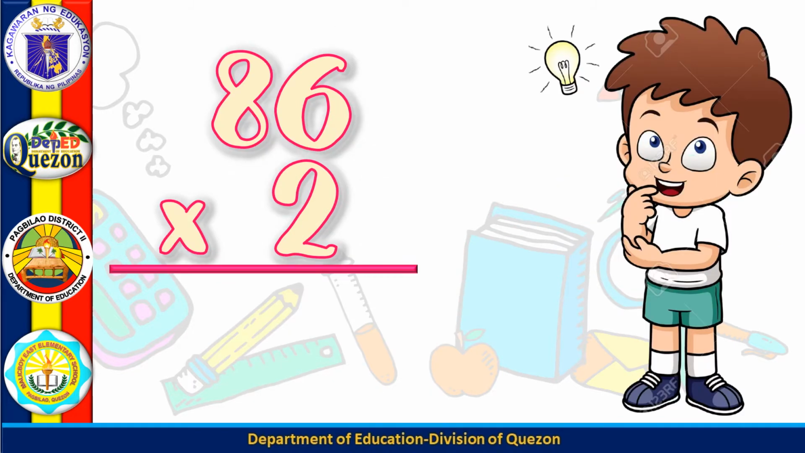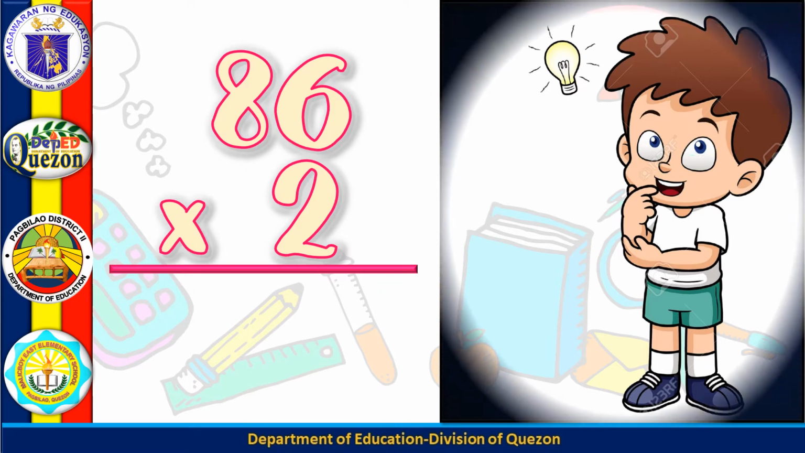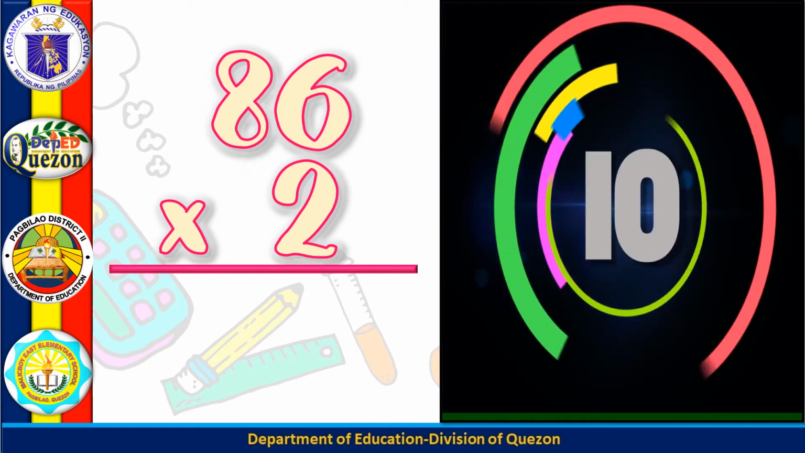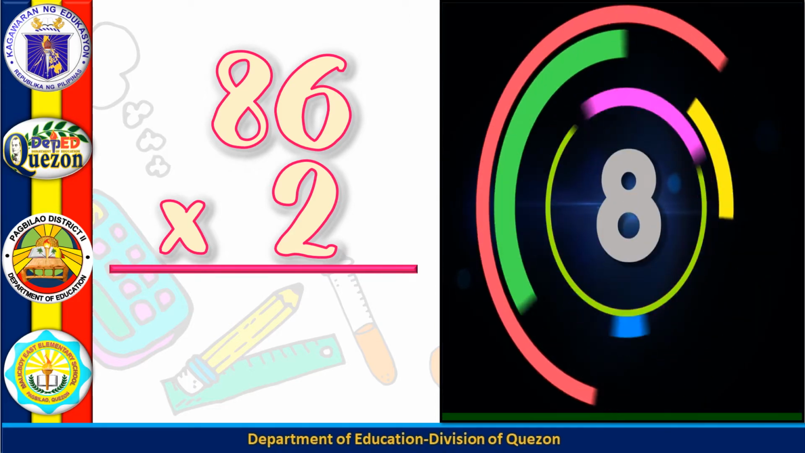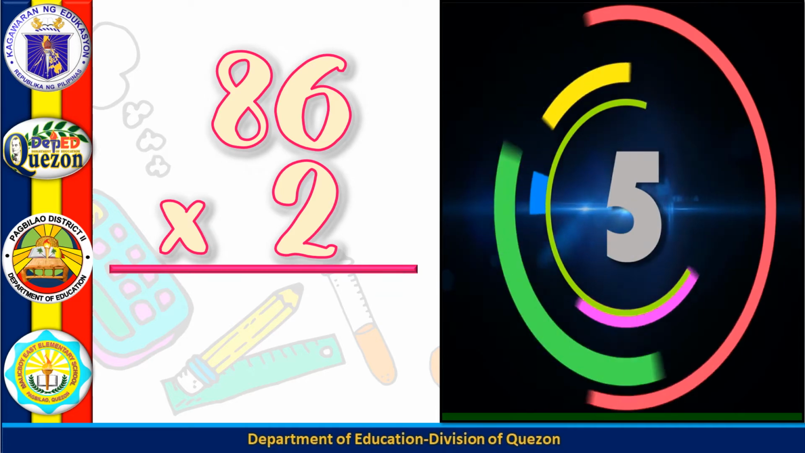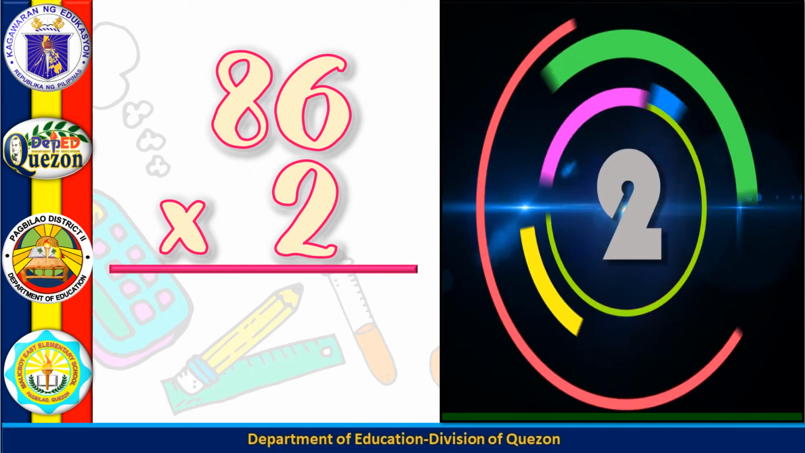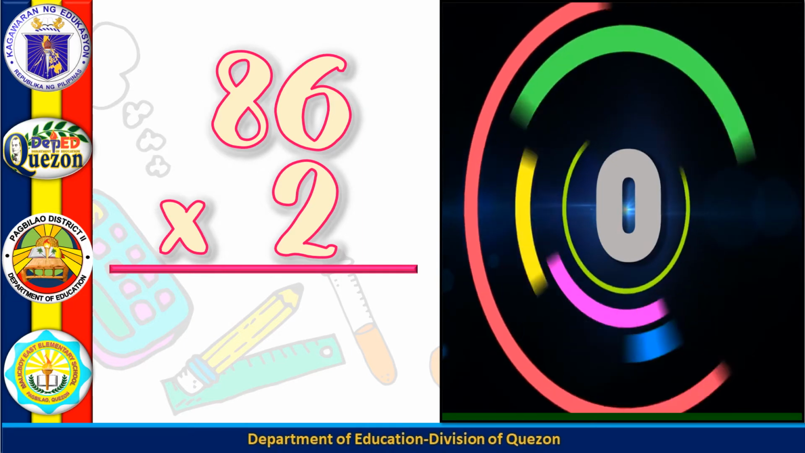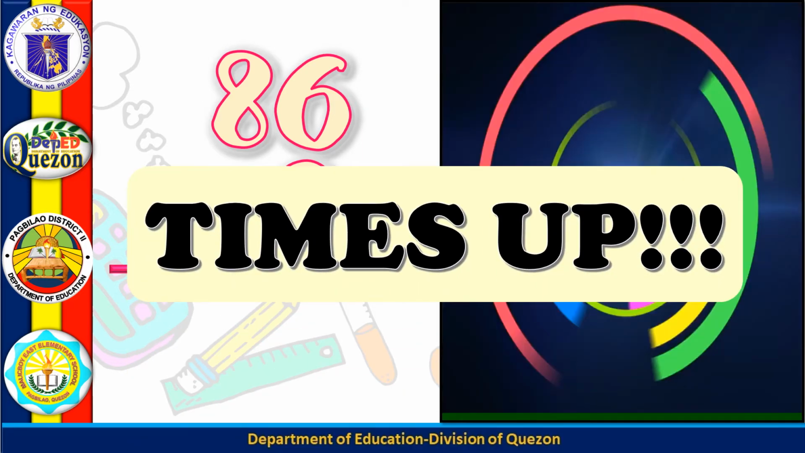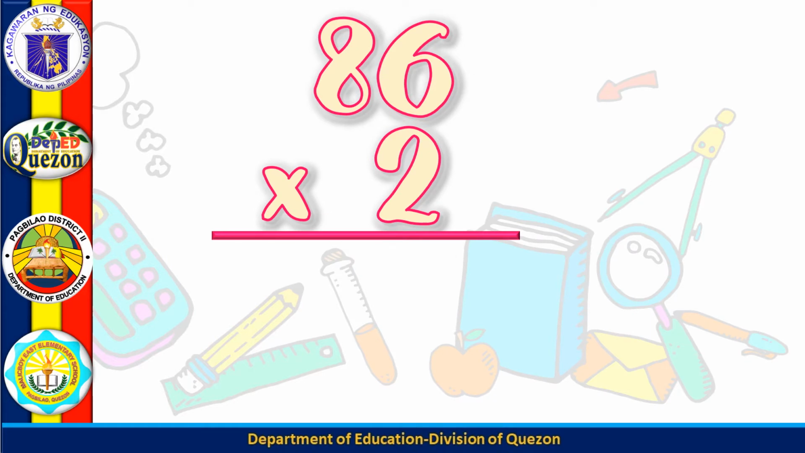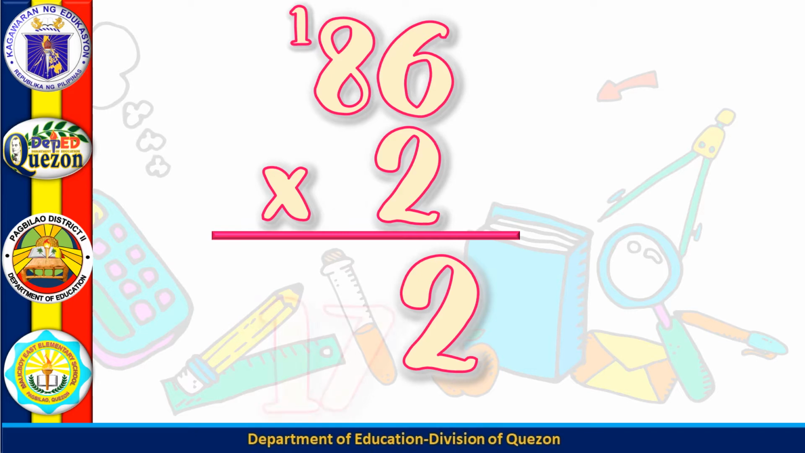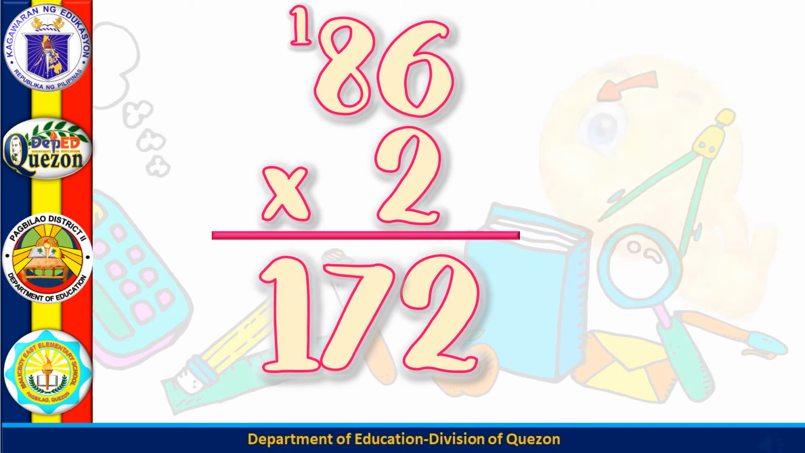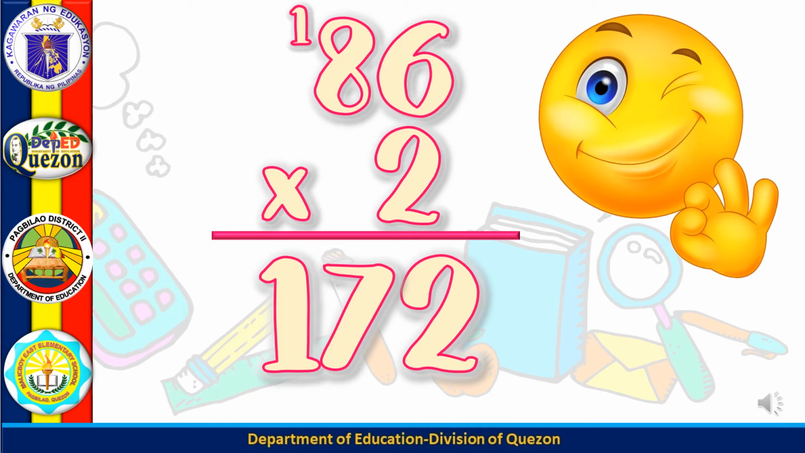Next, we have 86 times 2. The time starts now. Time's up. The answer in 86 times 2 is 172. Good job!